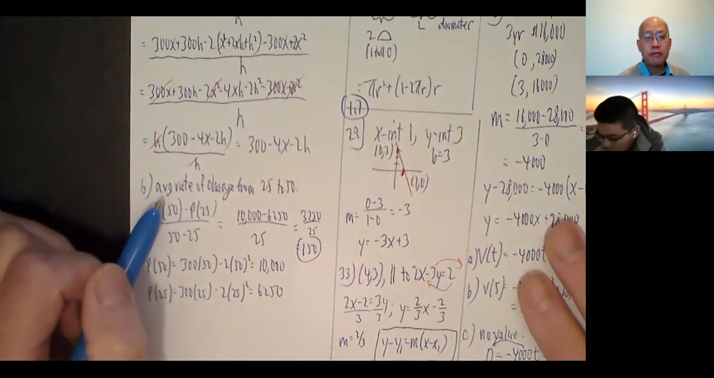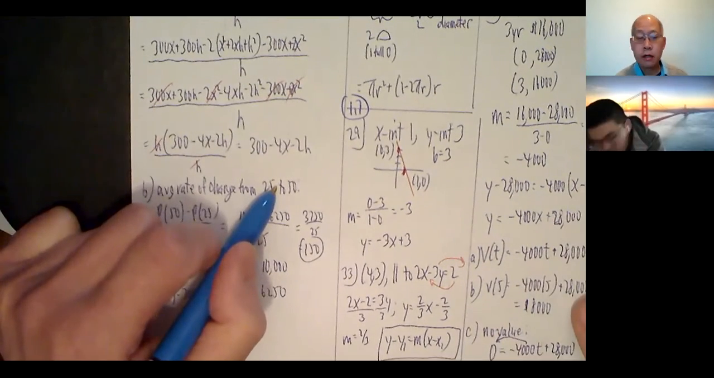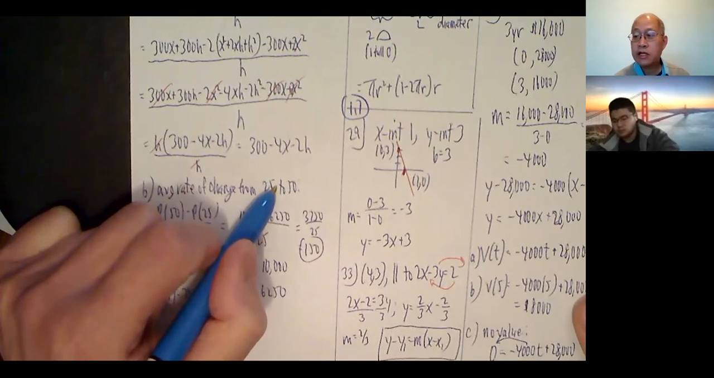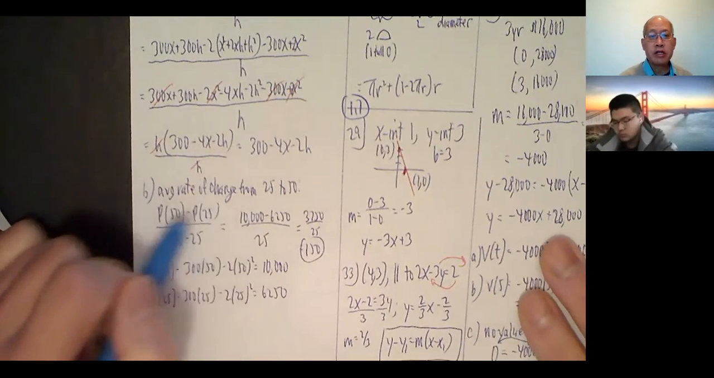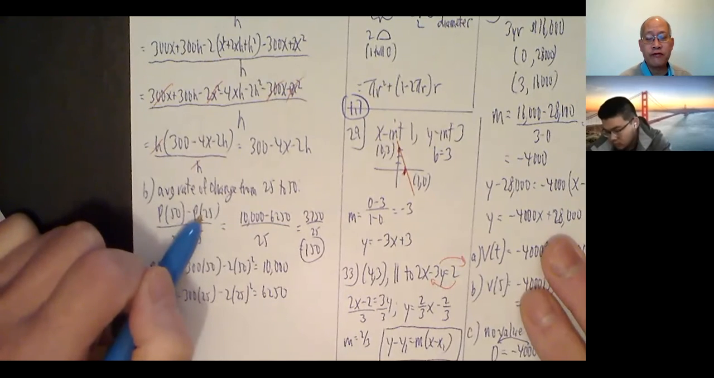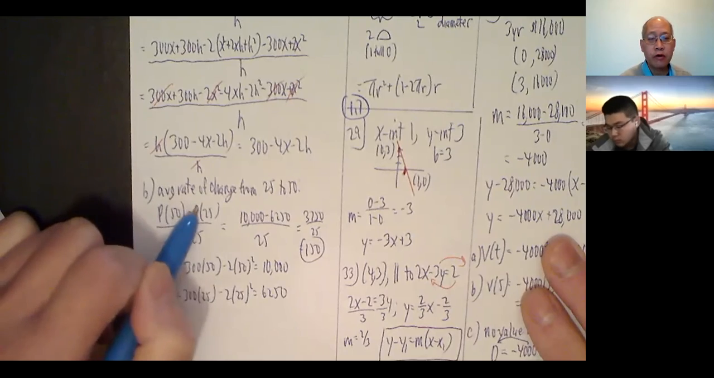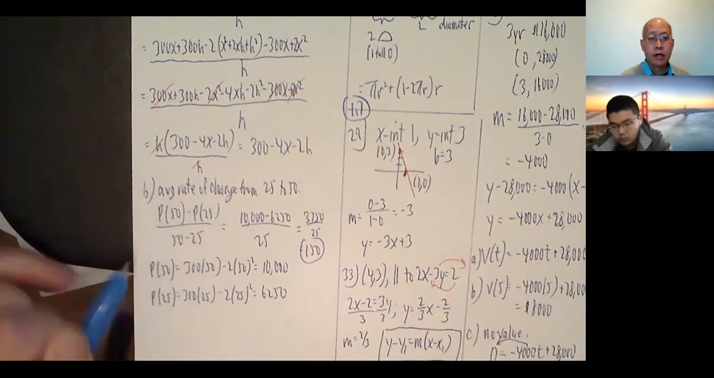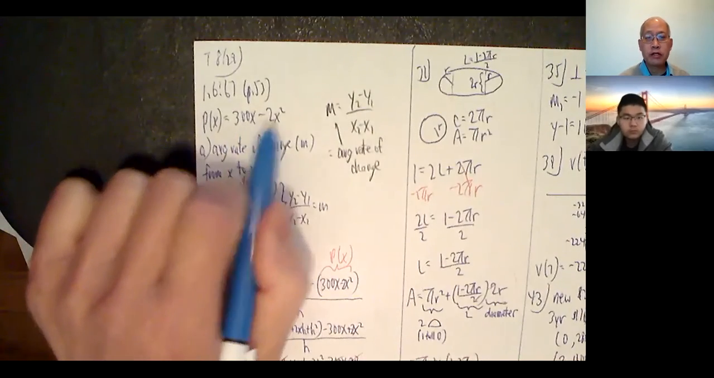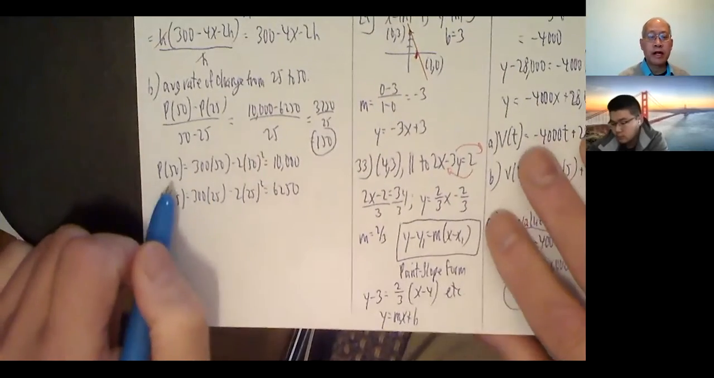Okay, now for part B, it asks for the average rate of change from 25 to 50. So I'll just hit the highlights of that. It means you plug in 50, subtract whatever you get when you plug in 25, and you divide it by 50 minus 25. This is like y2 minus y1 over x2 minus x1. So you plug in 50 and 25 back into the original. So 50 goes here, 50 goes there, 25 goes there, 25 goes there. To save you time, you can punch it in your calculator on your own, but I've got the calculations here.